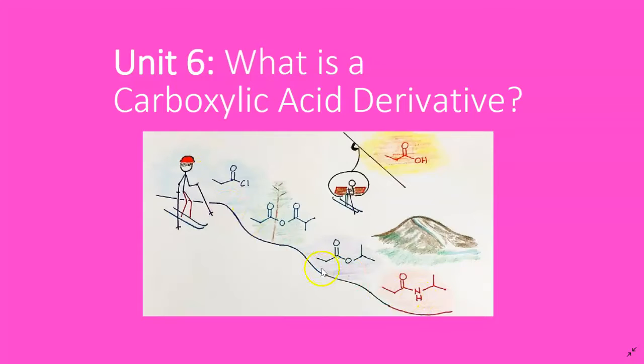I put them on a ski slope because it's very easy to go down the ski slope, for instance, to make an ester from an acid chloride, but it's quite difficult to go up the ski slope to make an anhydride, for instance, from an amide. We have to take the ski lift, and via the ski lift we'll take the carboxylic acid and convert it to the acid chloride. You'll see what I'm talking about when we start mapping out these carboxylic acid derivatives.